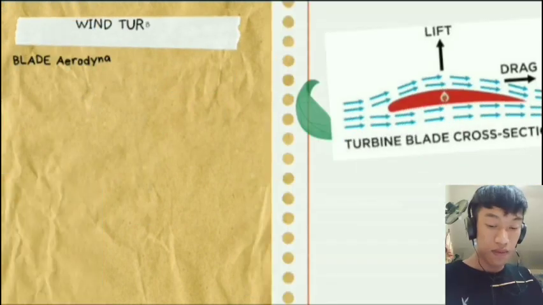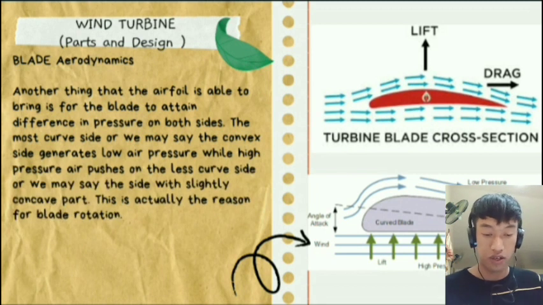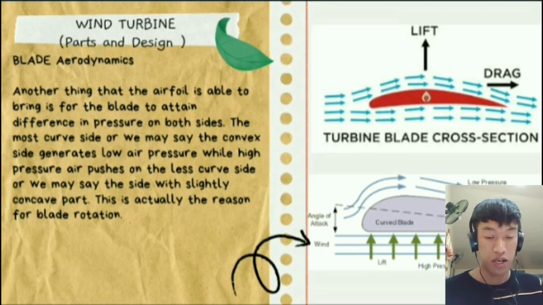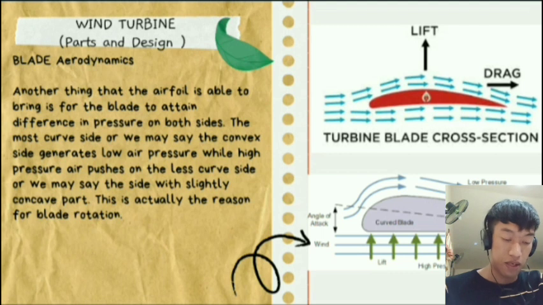So, another thing that the airfoil is able to bring is for the blade to attain difference in pressure on both sides. The most curved side, or we say the convex side, generates low air pressure, while high pressure air pushes on the less curved side with slightly concave part, and this is actually the reason for blade rotation.